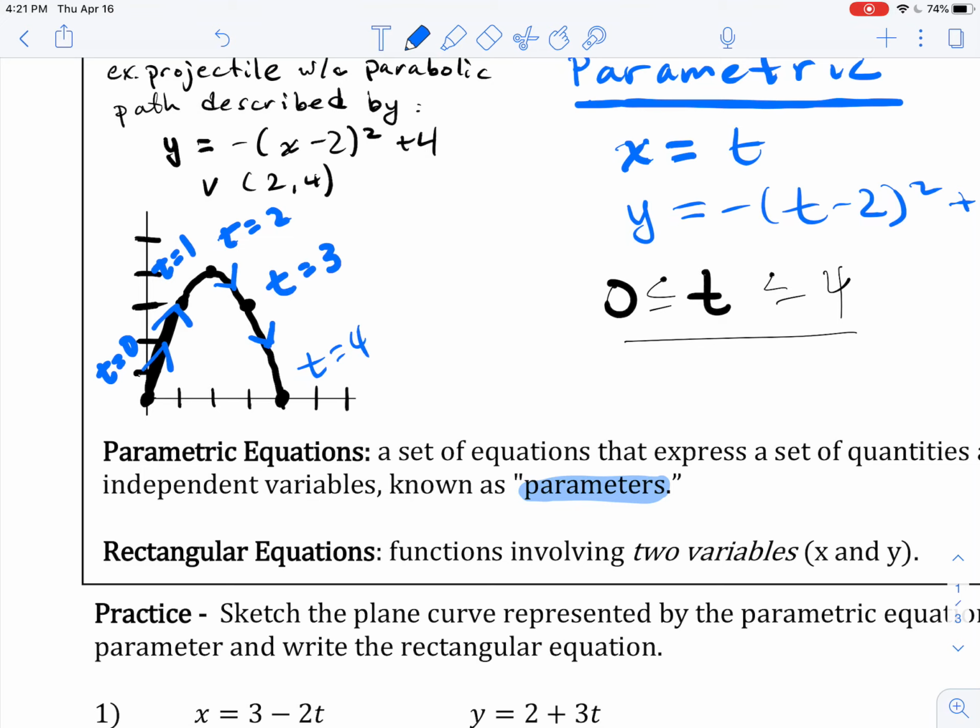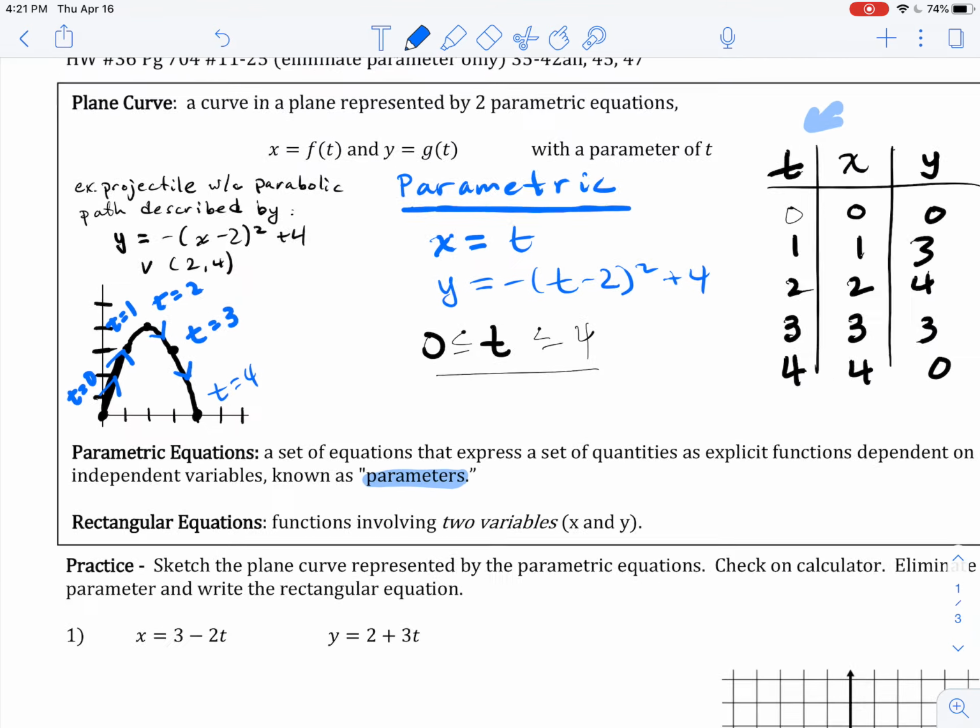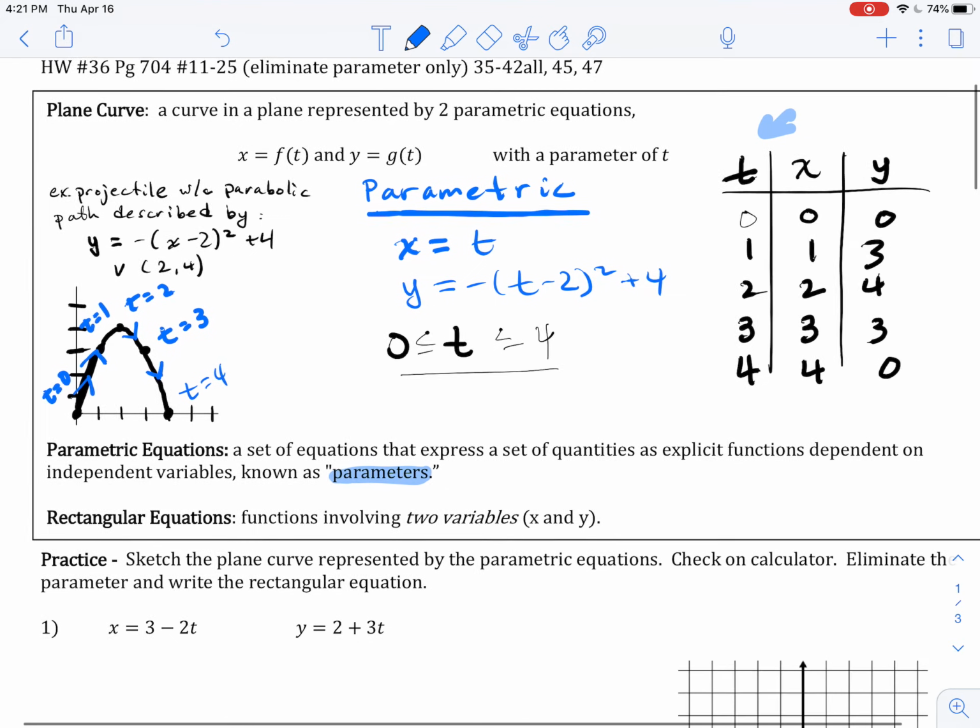And while you don't have to necessarily label the t values, you do always need to show the direction that your plane curve is moving, because you may have a set of parametric equations that actually give you the same shape, but actually have those points changing in the opposite direction. So what we have here, these blue arrows, are our direction arrows that show the way in which our plane curve is moving. So that would be how we would go ahead and graph a plane curve.